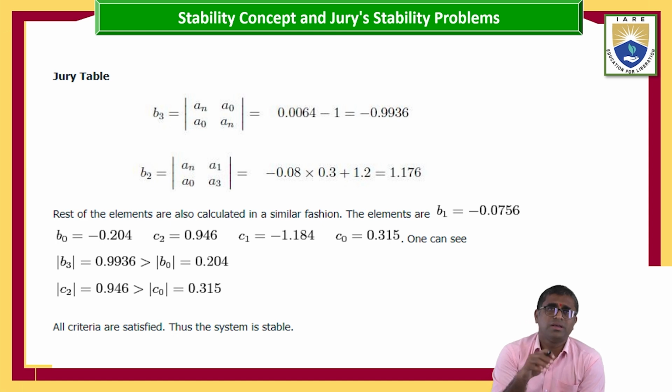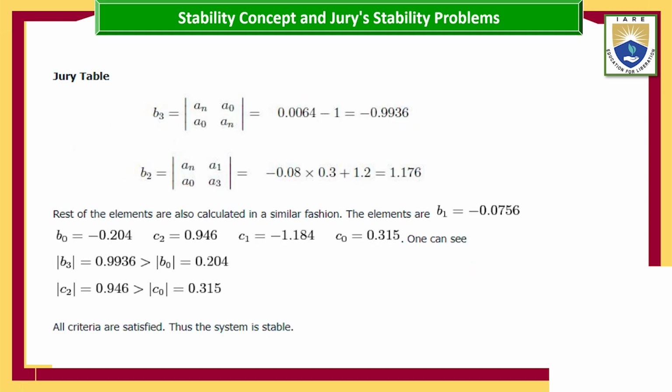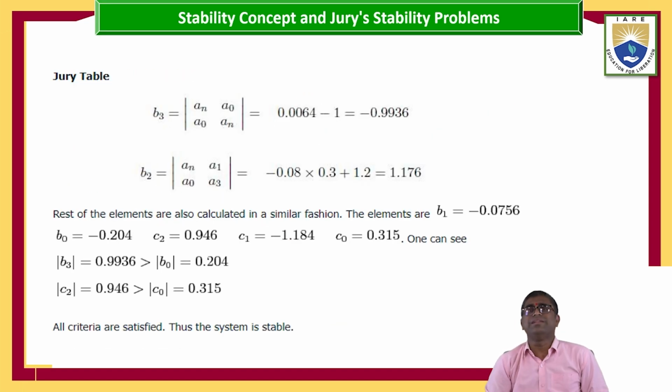Okay. Next, coming to the B2. B2 is nothing but what? AN, A1, A0, A1, A0, A3, right? Okay. So this is your second value. So we got the value 1.726. So it is A1. Next, B1. B1 value is what? We got 0.7536. So we got the B0, and C2, C1, C0. Okay, these are the values we have to find.